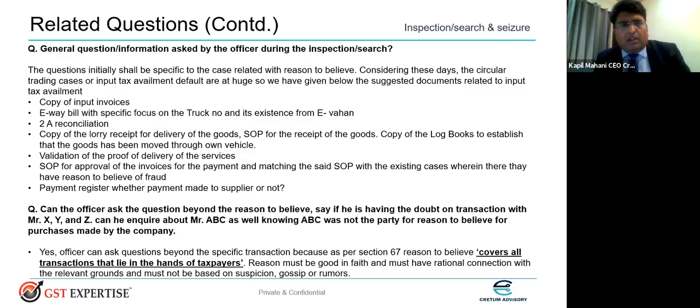But that cooperation does not mean, and it is a very, very important term, cooperation does not mean answering what the assessing officer is actually looking to hear from the taxpayer. So it is very, very important that you should not answer in a way that the officers are expecting from you. So these are the very important aspects which you need to see while answering for inspection and search matters.